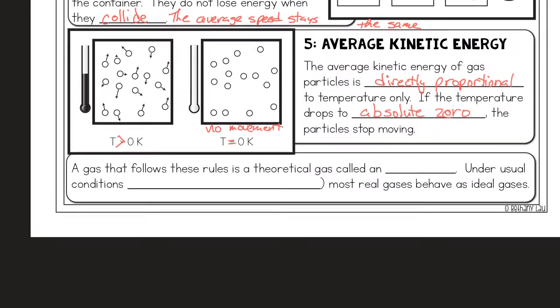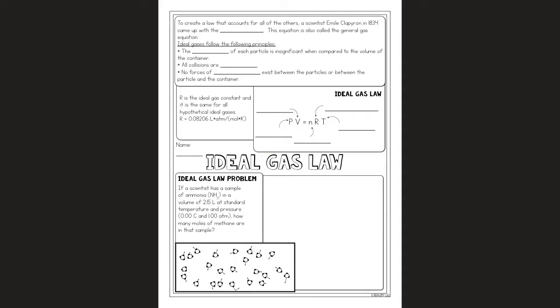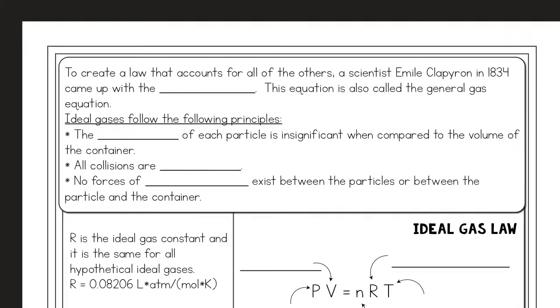A gas that follows these rules is a theoretical gas called an ideal gas. Under usual conditions of standard temperature and pressure, most real gases are going to behave just like ideal gases. So let's talk a little bit about ideal gases.